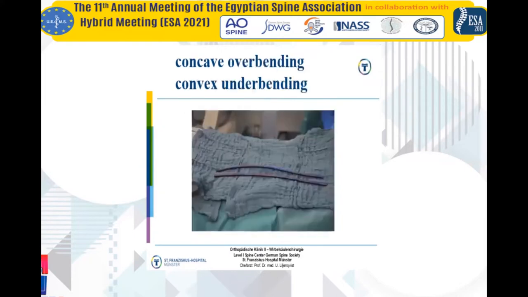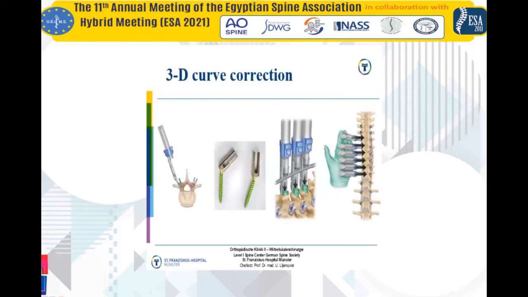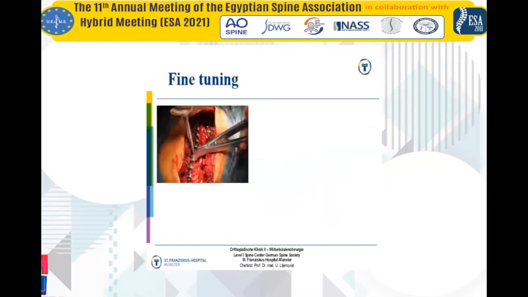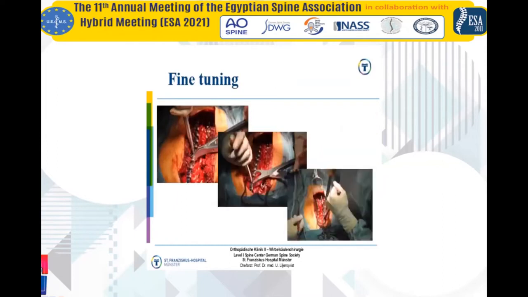We overbend the concave rod to restore kyphosis and underbend the convex rod. And the correction is done either with the reduction tools or with the reduction screws. That's really dependent on the system you use, but both are certainly equally possible. And then at the end of the surgery, some fine-tuning with segmental compression or distraction, and even some in situ bending.